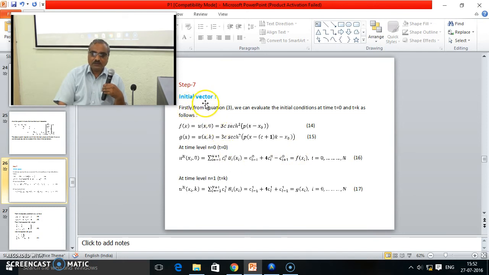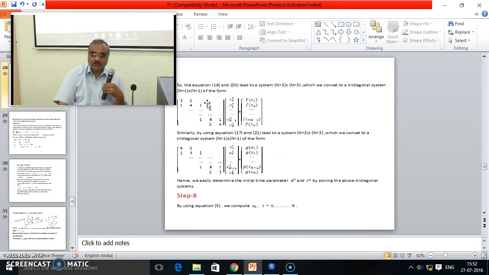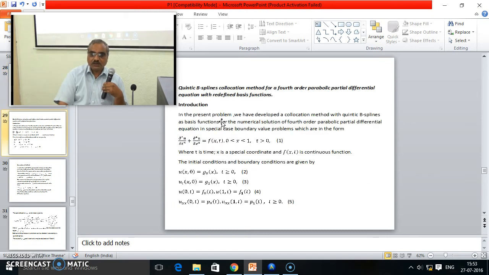Now first we find the initial vector in step 7. So the equation leads to a system of n plus 3 by n plus 3, which we convert to a tridiagonal system of order n plus 1 by n plus 1, and we solve this by using the Thomas algorithm. In the same way, we use the quintic B-Spline collocation method for solving a fourth order parabolic partial differential equation with redefined basis functions.